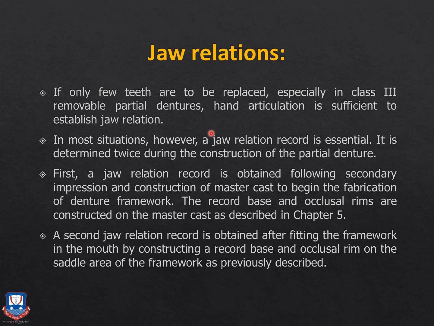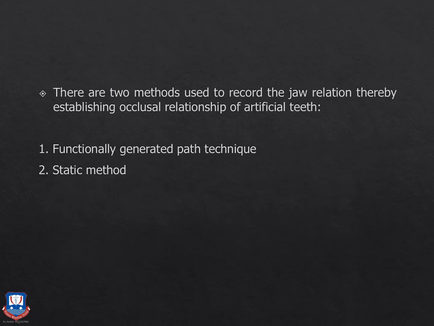But in situations such as Kennedy's class 1 and class 2, where we don't have any distal stop or any posterior teeth, we need to fabricate record bases with wax rims and take a jaw relation at the patient's existing vertical dimension, that is, when his anterior teeth come in contact, the posterior space is filled with the record base and the wax rims. We can record the jaw relation by two methods. One is the functionally generated path or FGP, and second is the static method, which is the most commonly used method in the clinics.